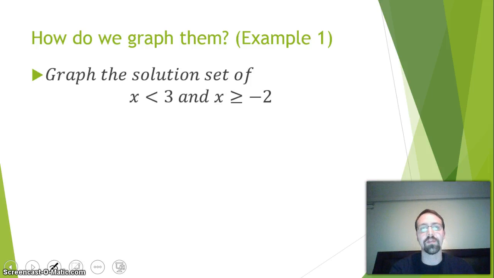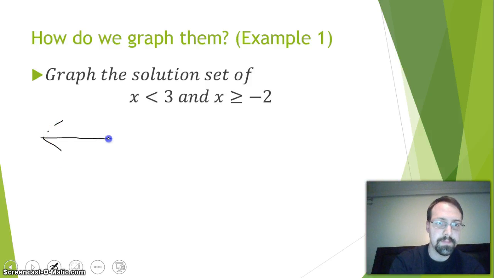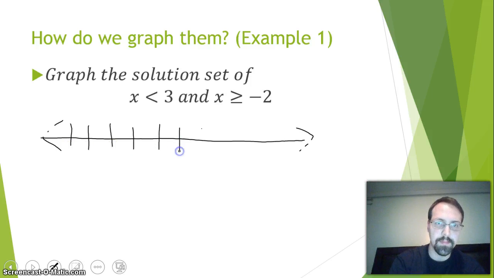Graph the solution. Man, that's a really hard word. Solution set of x is less than 3 and x is greater than or equal to negative 2. So I need to get a number line that has both negative 2 and 3 on it.